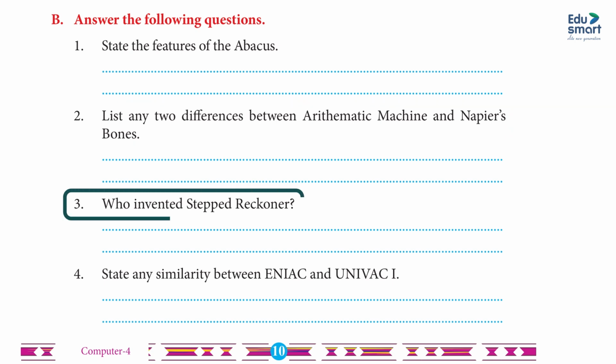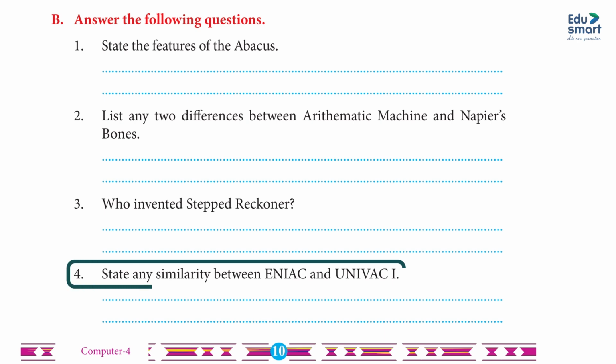3. Who invented stepped reckoner? Answer: German scientist Gottfried Wilhelm Leibniz created stepped reckoner. 4. State any similarity between ENIAC and UNIVAC I. Answer: the similarity between ENIAC and UNIVAC I is that both are general-purpose digital computers.